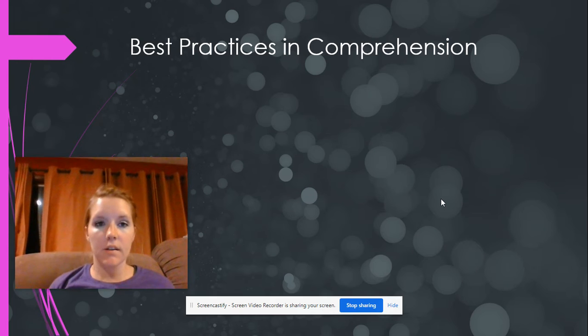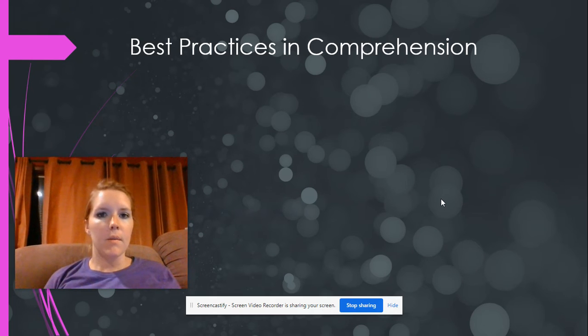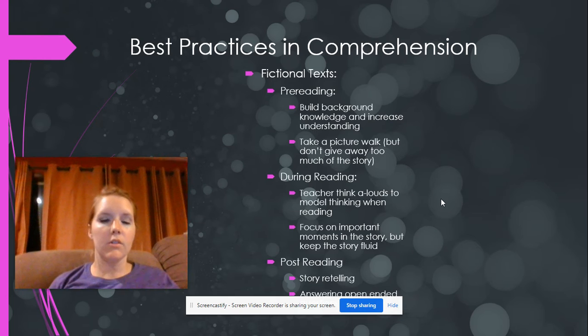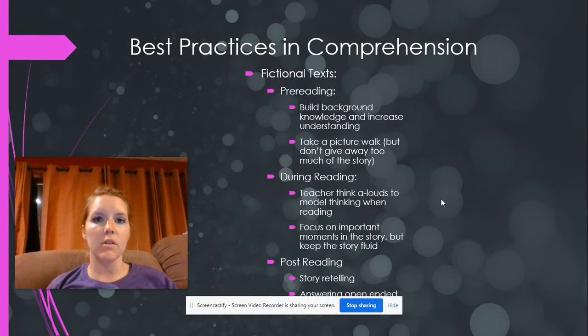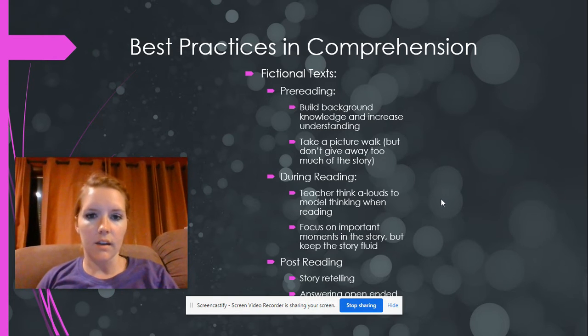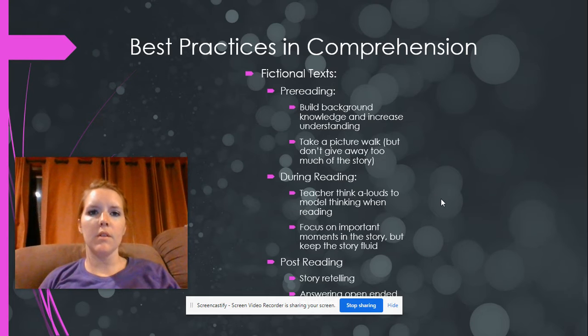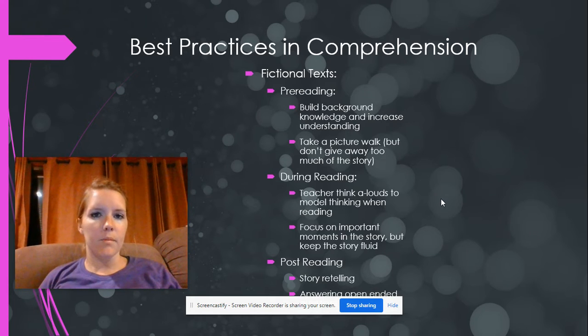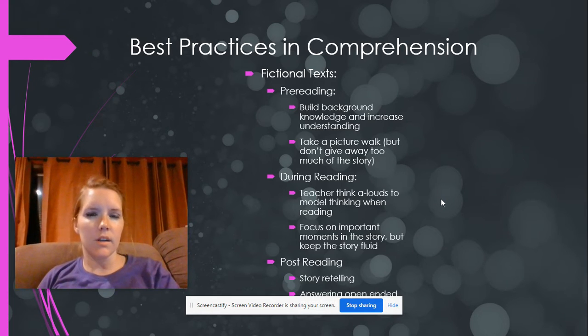There were some areas that the author described. The best practices in comprehension included fictional text as one part. Whenever we were teaching fictional text in our classroom, one of the best practices the author mentioned was pre-reading. This allows students to build background knowledge and increase their understanding. By doing this, there could be a picture walk, but the author stressed the importance of not giving away too much of the story, letting the story unfold, but not letting the students know what happens too much.